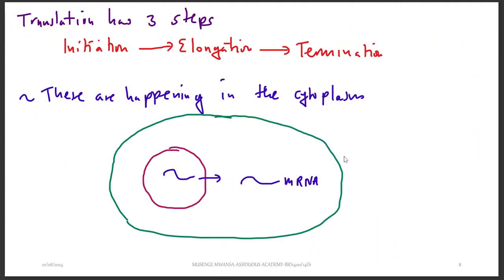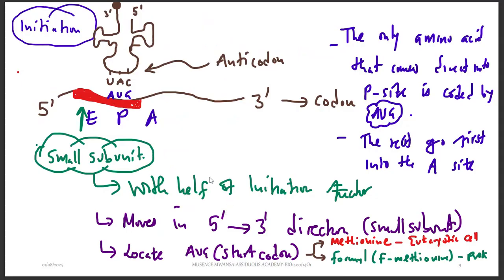What will happen is that immediately mRNA reaches the cytoplasm, it is going to locate the small ribosomal subunit. Remember we said that the ribosomal subunit has a small and a large. The small ribosomal subunit for a eukaryotic cell is 40S, for a prokaryotic cell it is 30S. It will locate that. The small ribosomal subunit, the one I've drawn in red here, will start moving along the mRNA, from the 5' end to the 3' end.